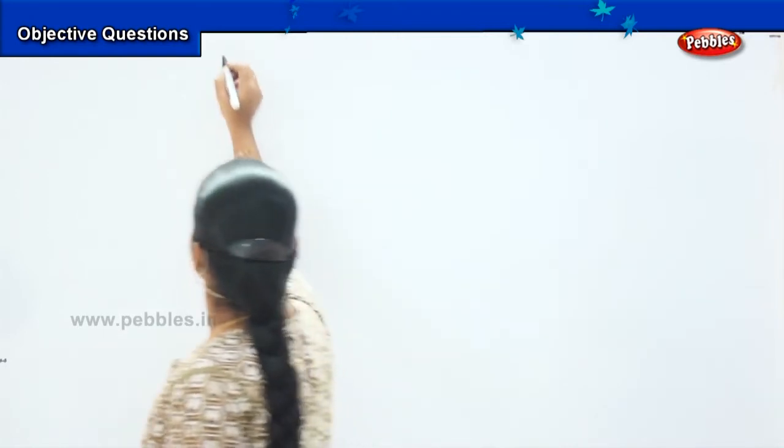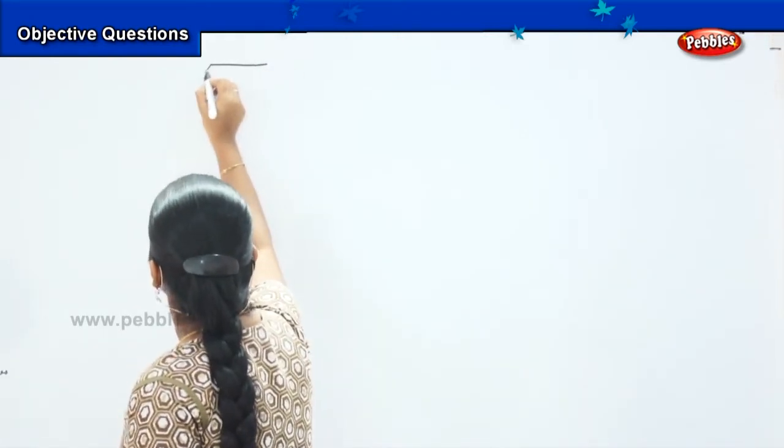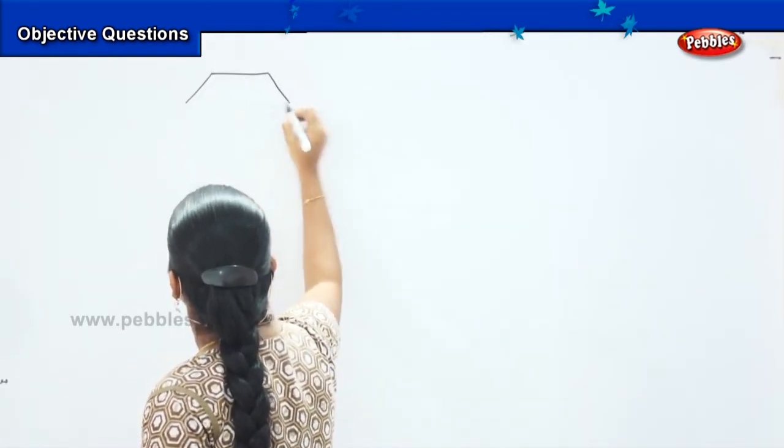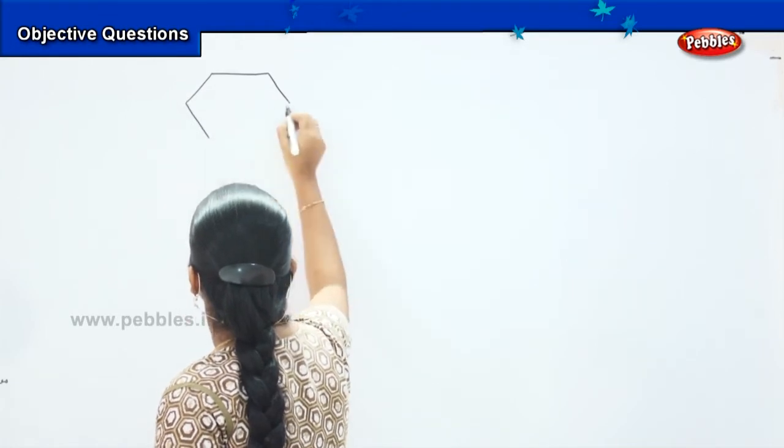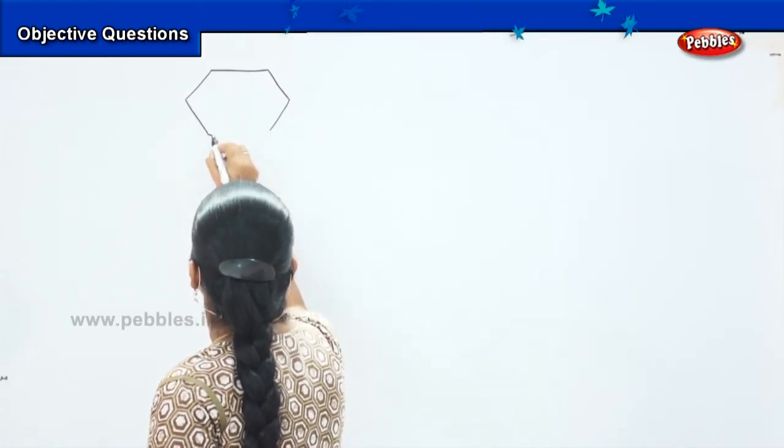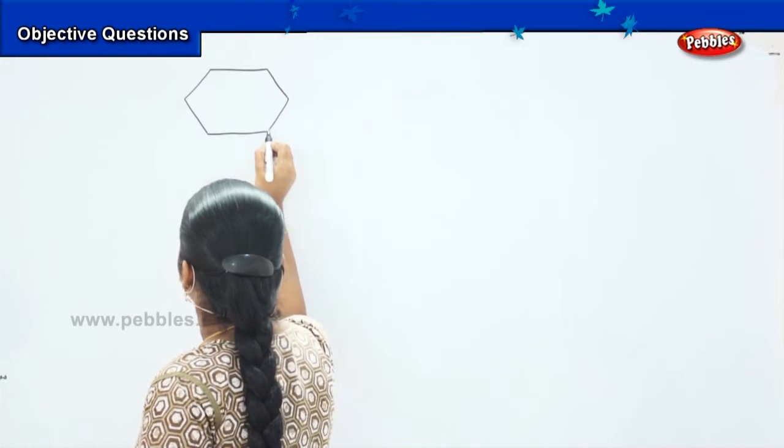Shall we move to the next one? So here is your question. Can you tell me what is the shape? What is the name of this shape? Did I hear octagon? No. What is the shape? Pentagon? No. Then, how many sides are there?